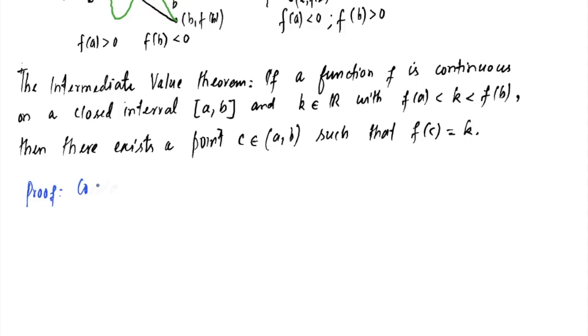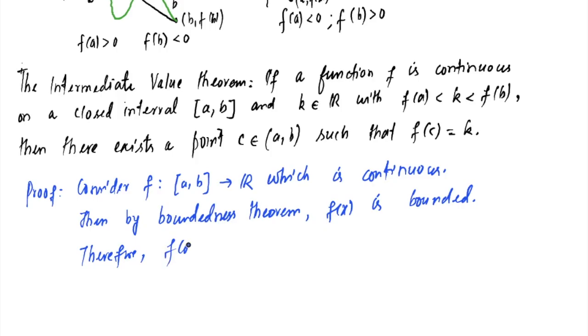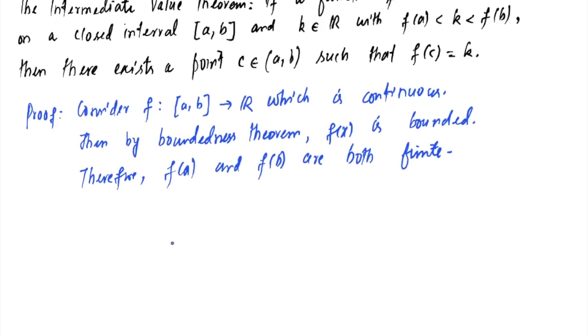So first consider a function f defined from a closed interval a b into the set of real numbers, which is continuous. Then we know that a continuous function defined on a closed interval must be bounded. Then by the boundedness theorem, f of x is bounded. Therefore, f of a and f of b are both finite. So both f of a and f of b are finite numbers.